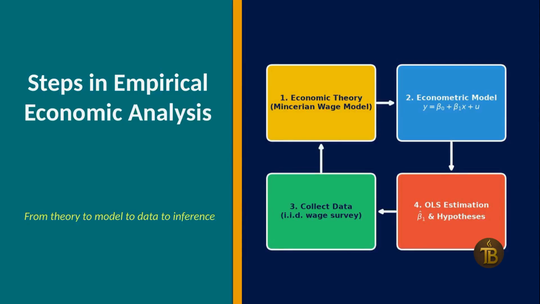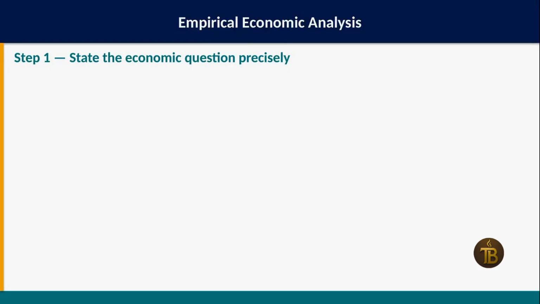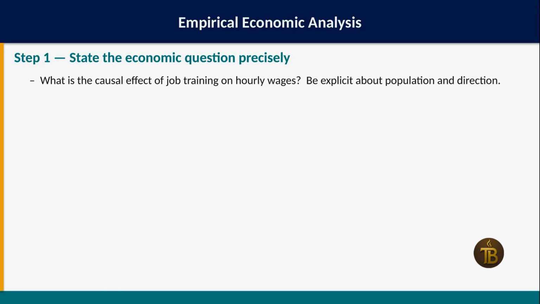Now that we know what econometrics is, let's look at how it's actually done: the steps that take us from theory to a model to data, and finally to inference. The first step is always to state your economic question precisely. For example, what is the causal effect of job training on hourly wages? Notice how specific that is. You need to be explicit about exactly which population you're studying and the direction of the relationship you're interested in. You also need to clearly state who the study is actually about. For instance, low-income men in the United States rather than workers in general.